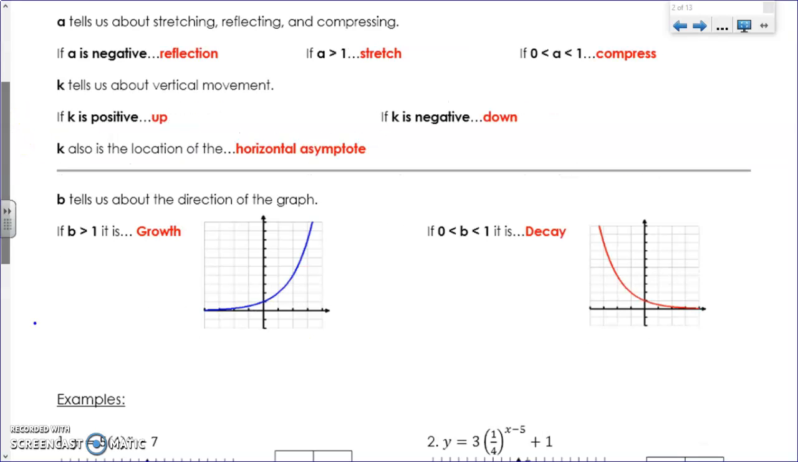Now, if our A is negative, the graph can have a reflection, so it can grow negatively, and it can also decay negatively. So be careful when it's reflected. A lot of people want to say this is growing, but it is decaying negatively.